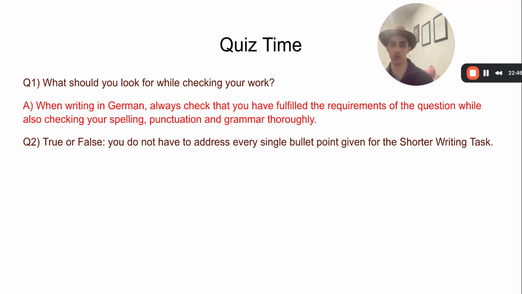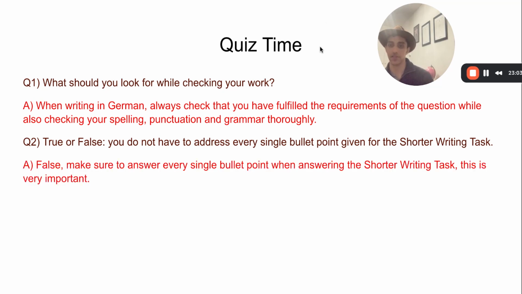Question 2 is true or false. You do not have to address every single bullet point given for your shorter writing task. Is that one true or is it false? A few seconds of thinking time. Okay, now I will reveal the answer. So this one is, of course, false. Definitely something I stressed, I emphasized. Make sure that you answer every single bullet point when you answer the shorter writing task, because this is really important.